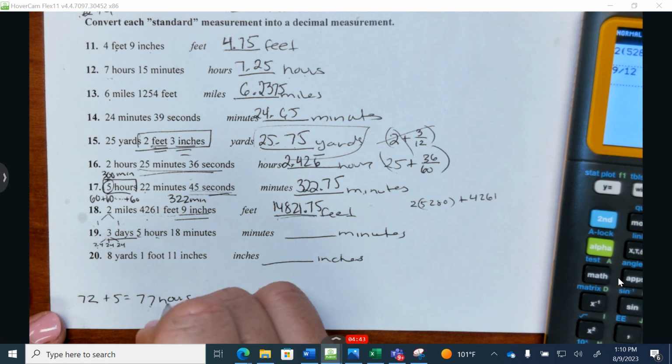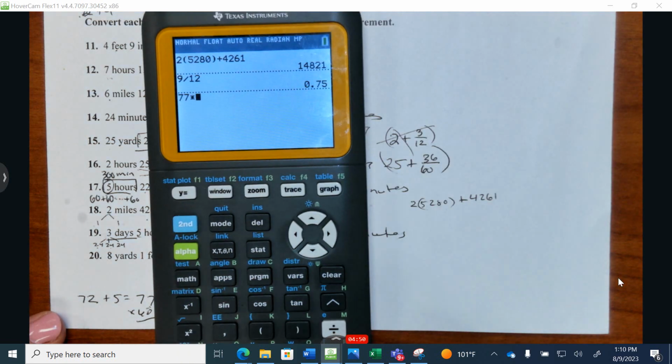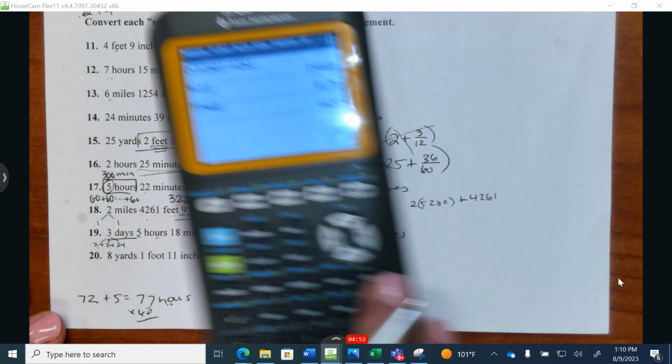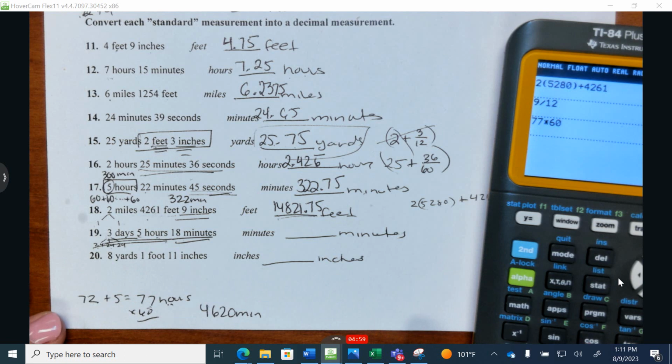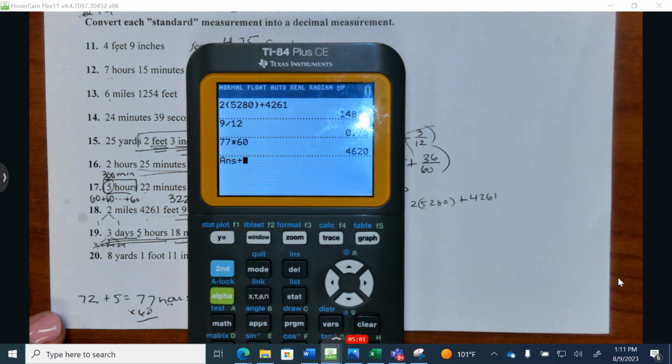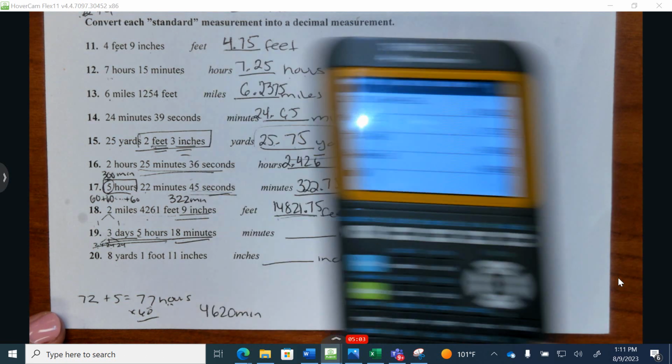Now, each one of these hours, in each hour I have 60 minutes. So I can take 77 times 60, and this gives me how many minutes occurred right here. 4,620 minutes. But wait, there's still a few more minutes. Let's add an additional 18 to this amount to come up with 4638.